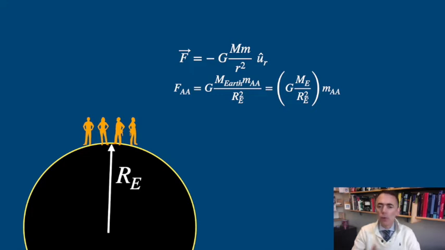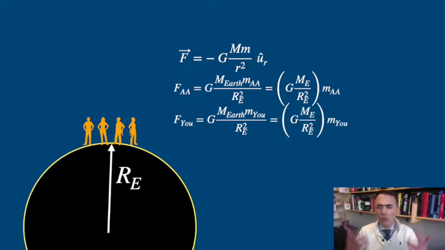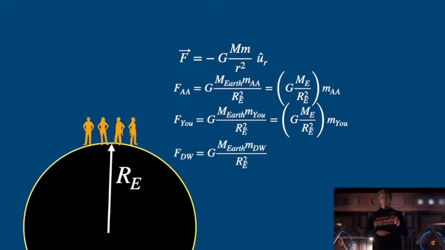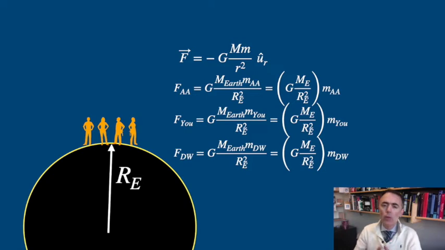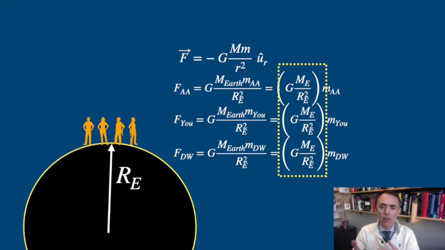Now let me do it for your mass. Now let's use it for Doctor Who. And we could continue with any person, animal, plant, object, whatever. If we look at these equations, they are similar. They all share G times the mass of the Earth divided by the radius of the Earth squared. Then that common thing is multiplied by our mass.